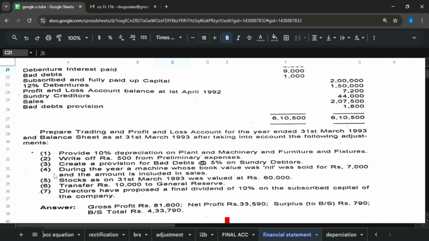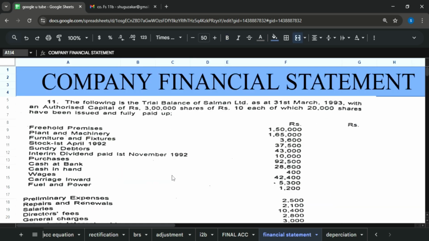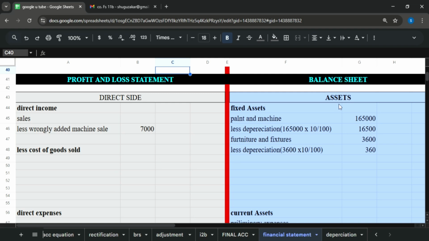After 4 we have 5th, stock on 31st March. For this, let's see what our last date is, and look at here, it is presented as 31st March. So it means this stock is our closing stock.